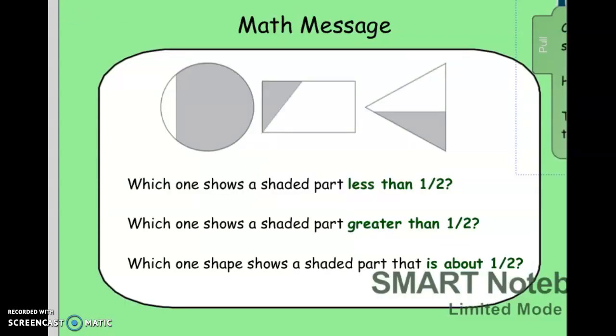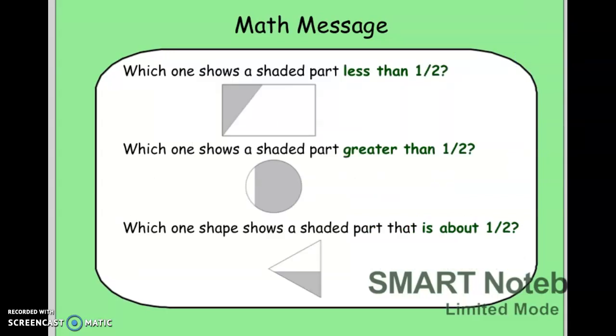Here's today's math message. Which of the shapes above shows a shaded part that's less than 1/2? Which one shows a shaded part greater than 1/2? Which one shape shows a shaded part that is about 1/2?